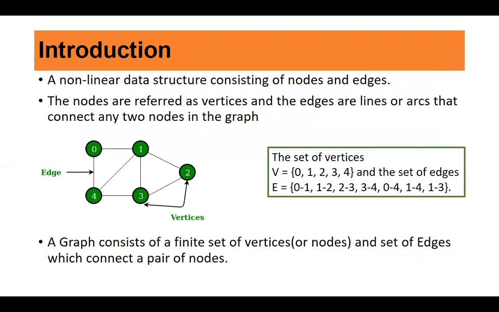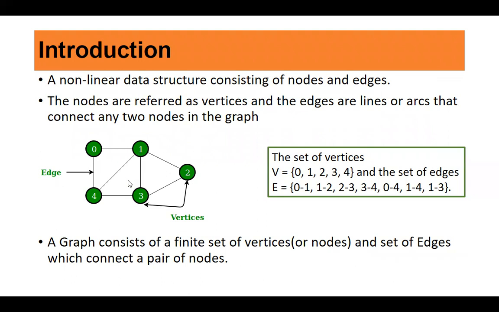Now, it's a non-linear data structure consisting of nodes and edges. You can even call them vertices and edges. Nodes are referred to as vertices, and the edges are nothing but the lines. So these green colored ones that you can see are the nodes, or we can call them vertices. And these nodes are connected by some lines or arcs, and these we call edges, right? Edges connect the vertices, right?